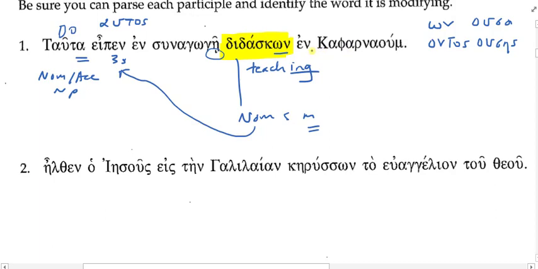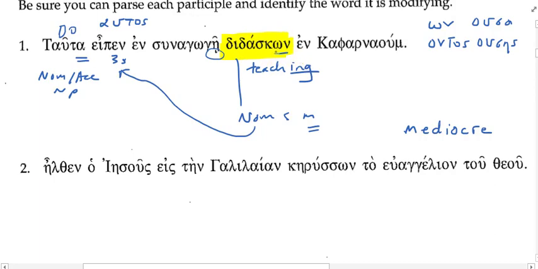Teaching where? In what? What's that called? Capernaum. You've seen Capernaum in your English Bible. Here's how you write it in Greek. Capharnaum. So let's just think about didaskon here for a minute.